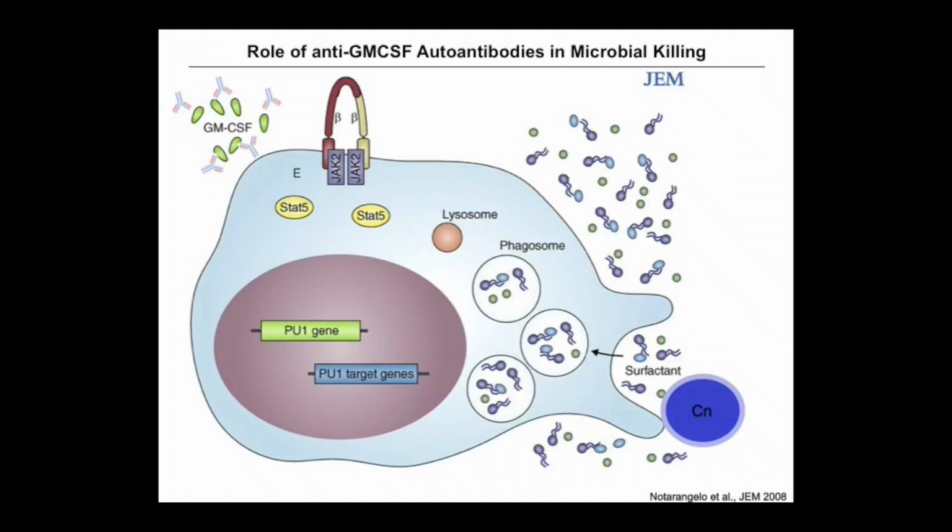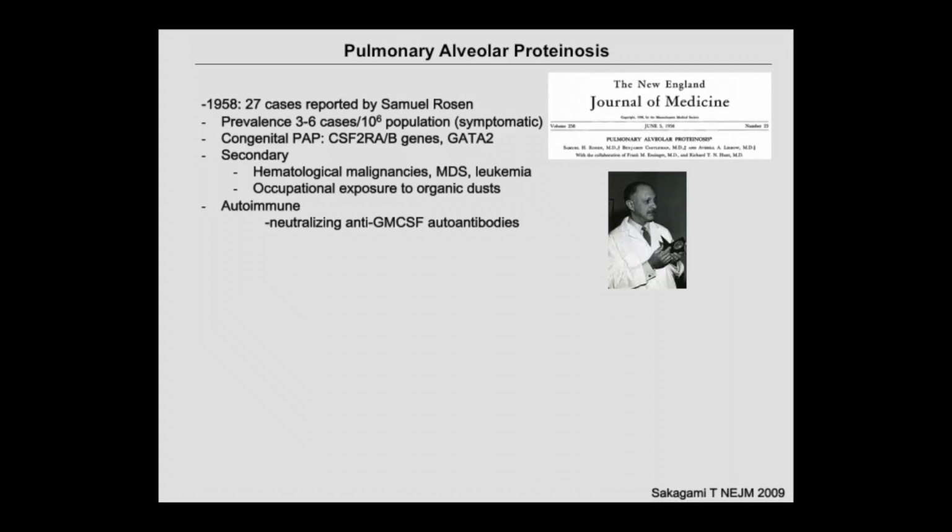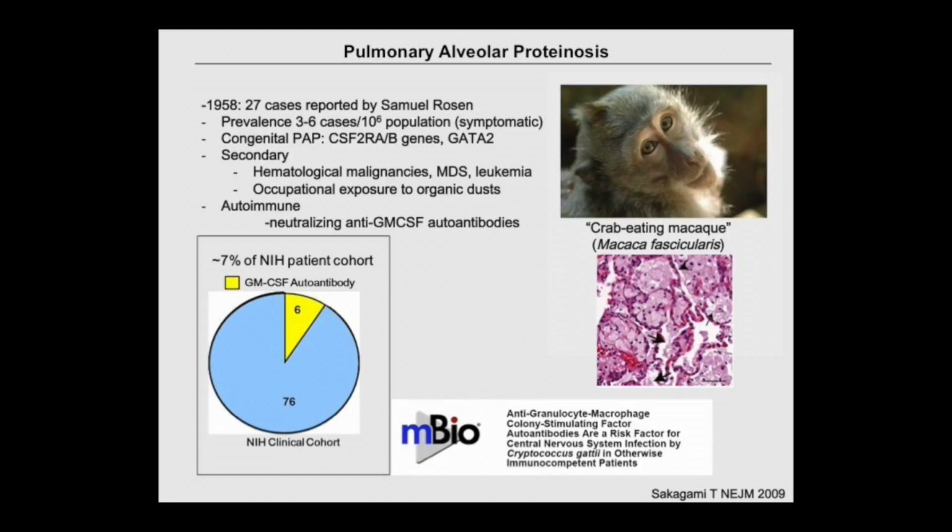And so pulmonary alveolar proteinosis was first identified back in 1958 by Samuel Rosen. And actually the second person is Castleman, that you probably know from Castleman's disease. And this is a syndrome that occurs in about 5% of our NIH cohort, and mostly with gattii infections, as was shown later by Kwon-Chung's group et al. But what happens is that there are a number of congenital reasons. You can have hematologic malignancies, you can have occupational exposures.